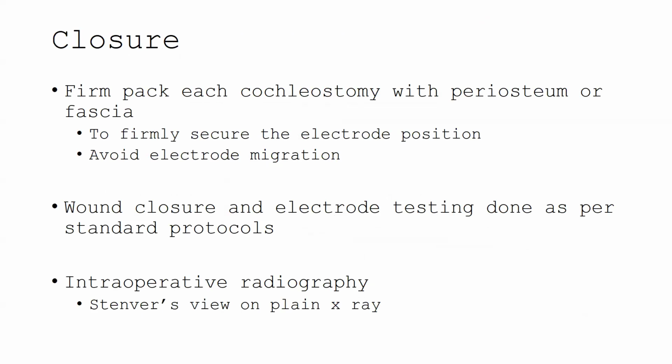Some papers report using muscle, the temporalis region, to hopefully secure the electrode but also to avoid electrode migration. Wound closure and electrode testing is done as per the standard protocols for each of the electrode companies. Many surgeons prefer to have a standard view X-ray done intra-op. Some will ask for a standard view or a slightly tilted transorbital X-ray to understand how much of the cochlear implant is actually in the cochlea, and also to rule out any tip rollovers.